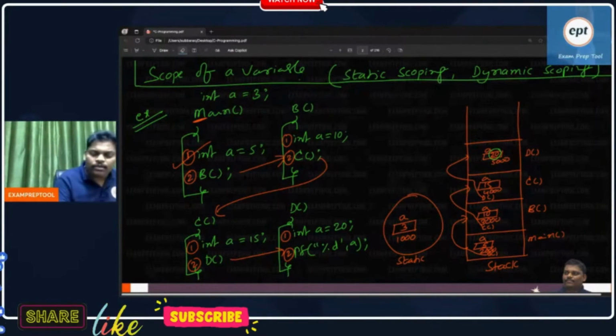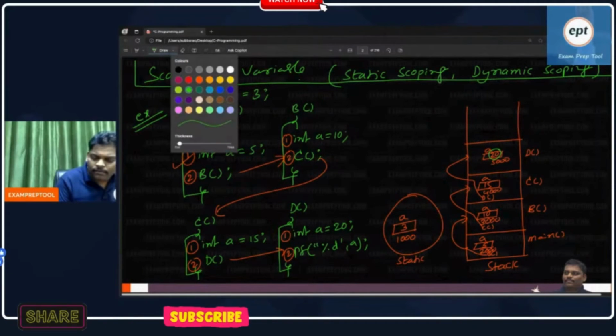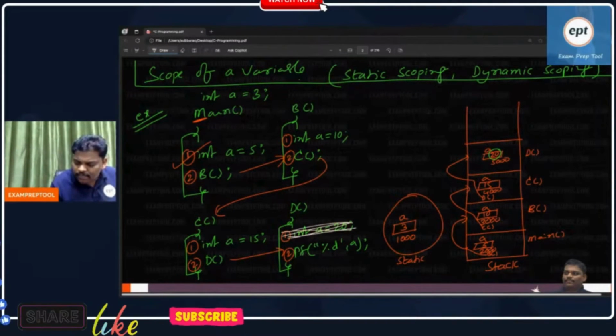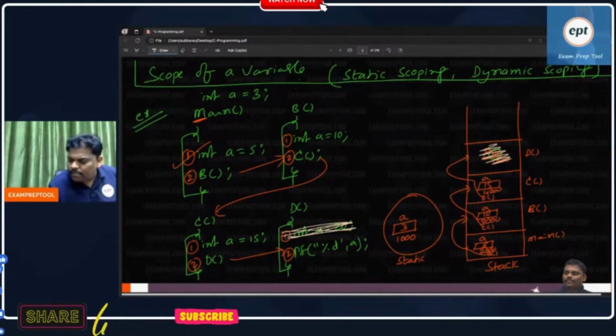Now see the beauty. Everyone observe. Everyone has to handle this. Can everyone see this? Suppose assume this line is not there. Very interesting. If this line is not there, this is not there.